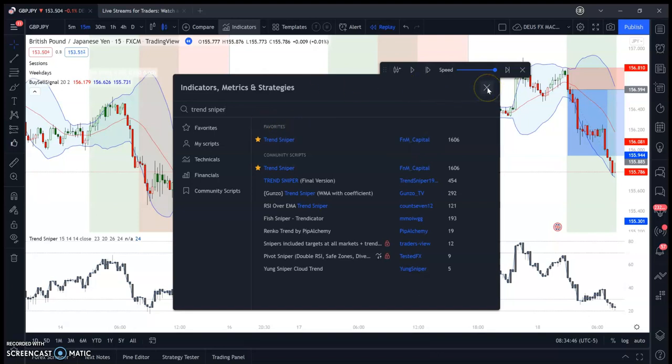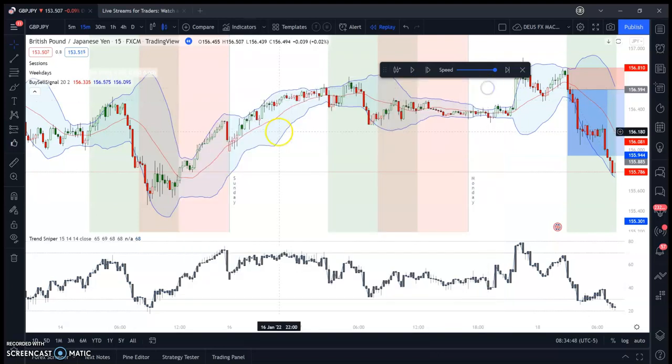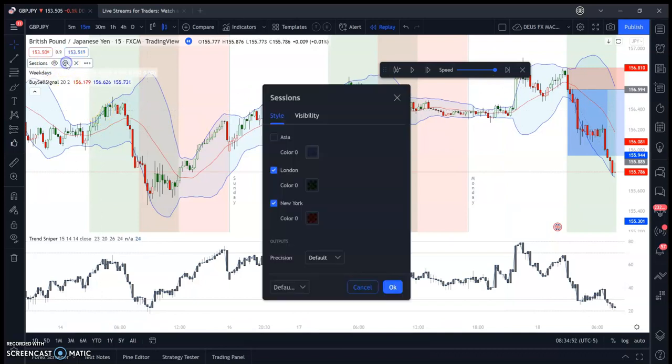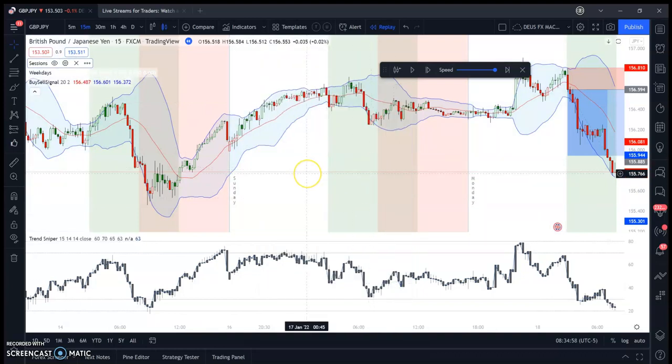All the settings are pretty much default. The only thing that I did tweak was on the sessions, where I took out the Asian session just because the white looks a little bit cleaner. That's about it.